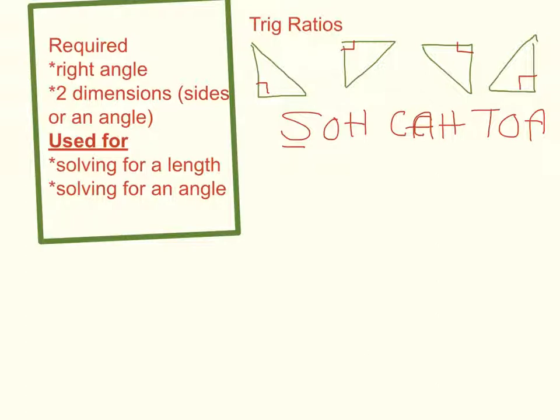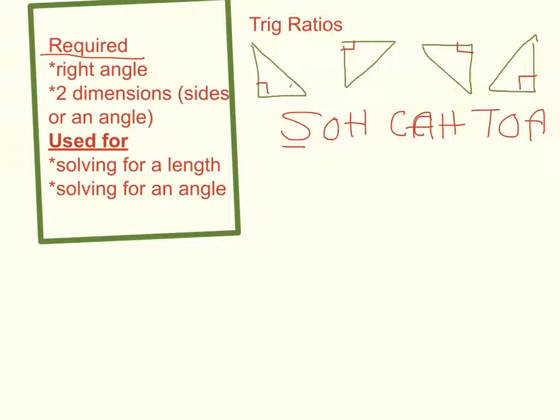As established last week, the most important part is labeling it correctly and identifying where are the lengths that I need and where are the angles that I need. If we take the four rectangles at the top, all right angle triangles, that is what is required: that we have a right angle in the triangle and that we know at least 2 of the dimensions, so either 2 sides or a side and an angle.